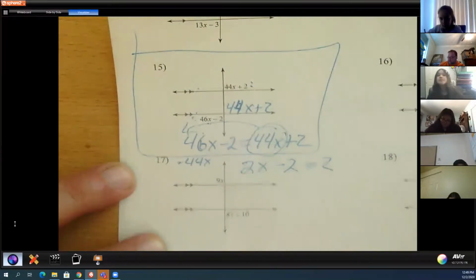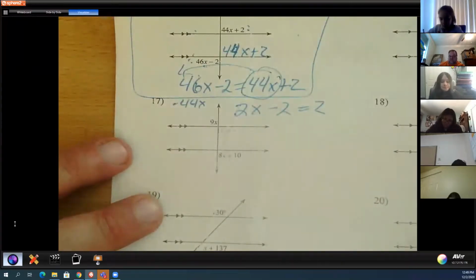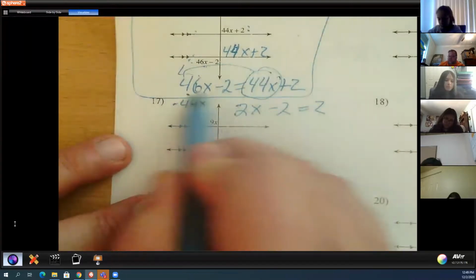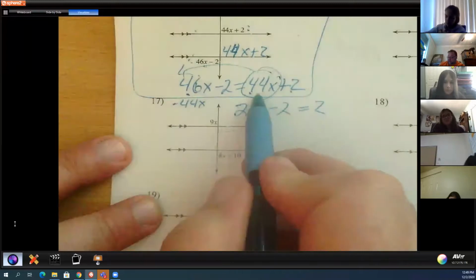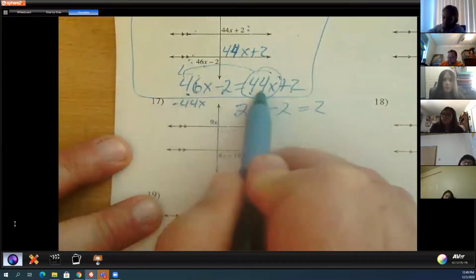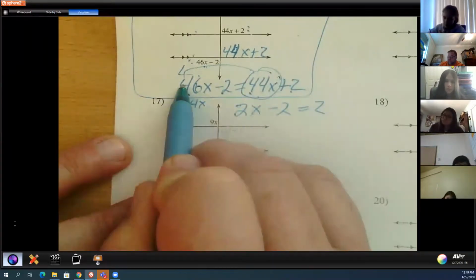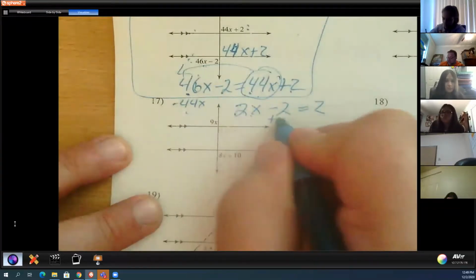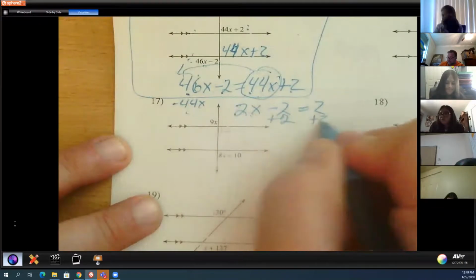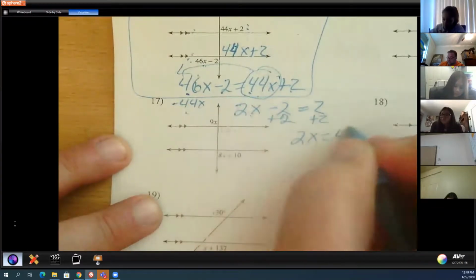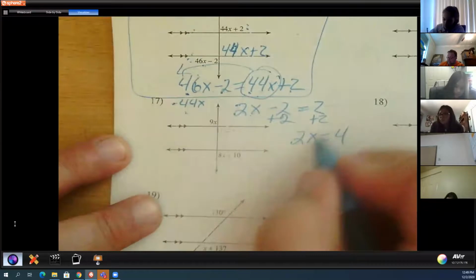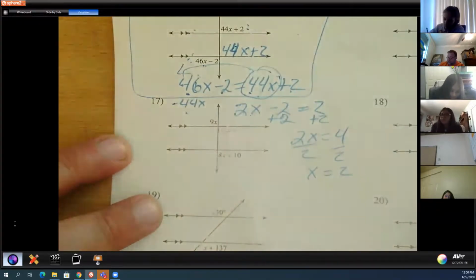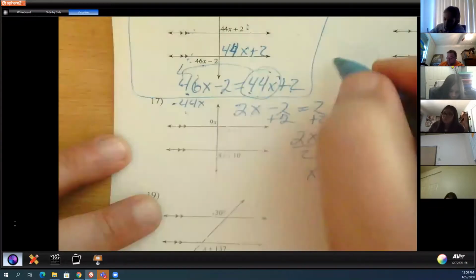Does that follow? Right, because I'm just solving this multi-step equation now, right? So when I subtract 44x from 46x, I have 2x minus 2 equals 2. Now I'm going to add 2, and now I have 2x equals 4. Divide by 2, x equals 2. Not sure? Plug it back in.